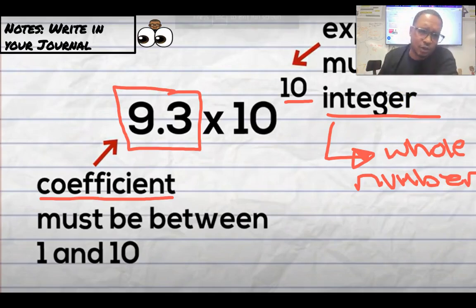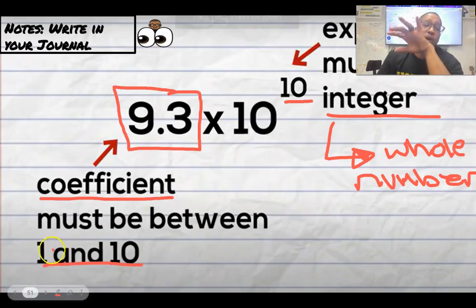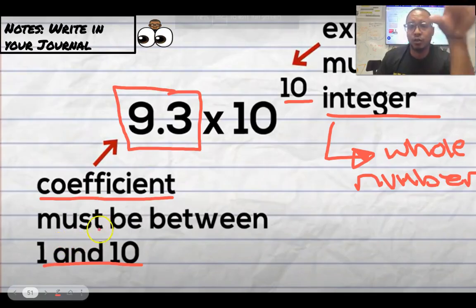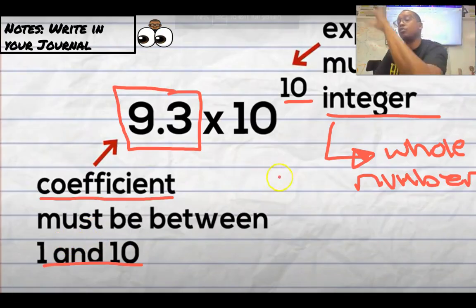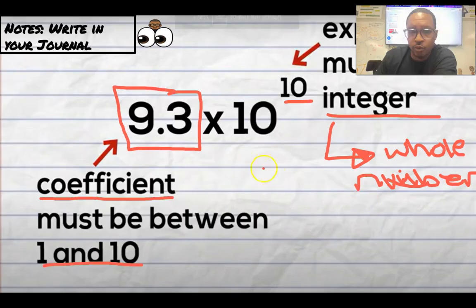So again, write this down. The coefficient out in front needs to be between the numbers of what we would say 1 and 10. And every once in a while it might be lower than 0, but let's just follow with this rule. This rule holds true 95% of the time. Maybe even like 98% of the time. And then the exponent needs to be an integer or a whole number. Okay, let's go to the next thing.